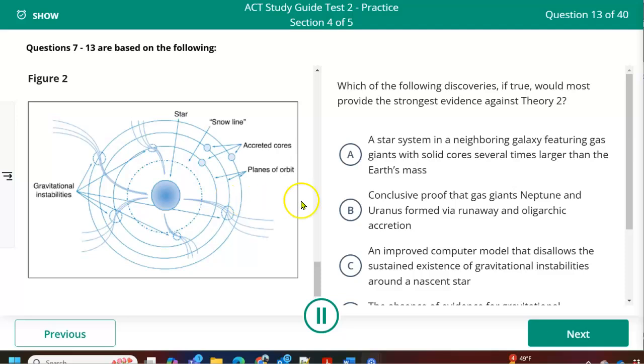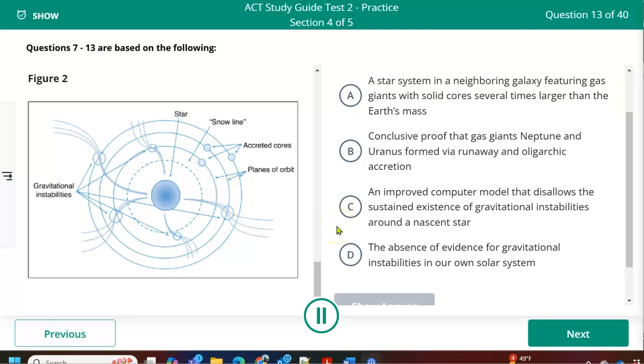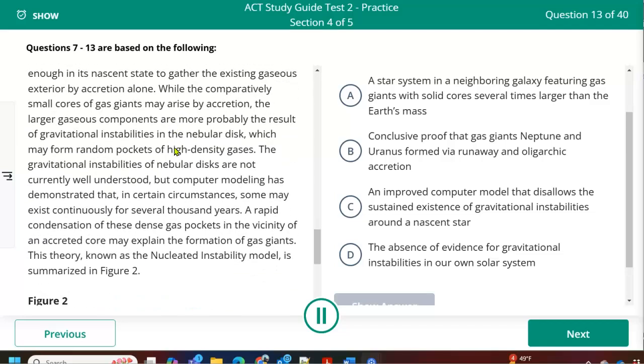Well, let's see. An improved computer model that disallows the sustained existence of gravitational instabilities around a nascent star. Well, okay. Larger gas components. Okay, so the small cores may arise by accretion, but the larger components are the result of gravitational instabilities.